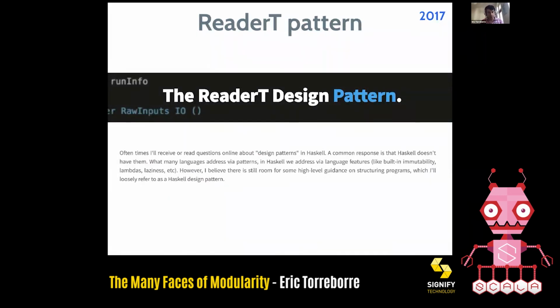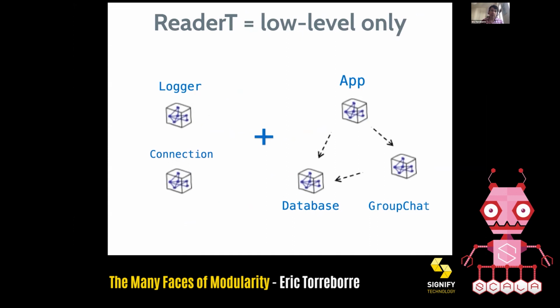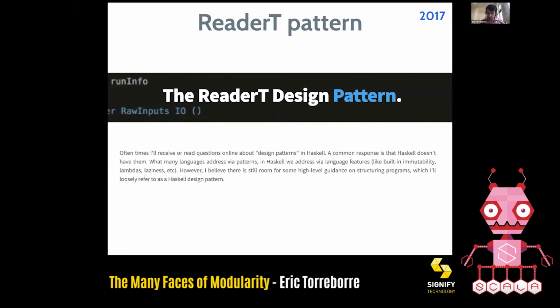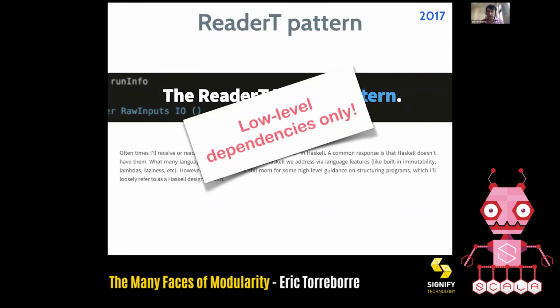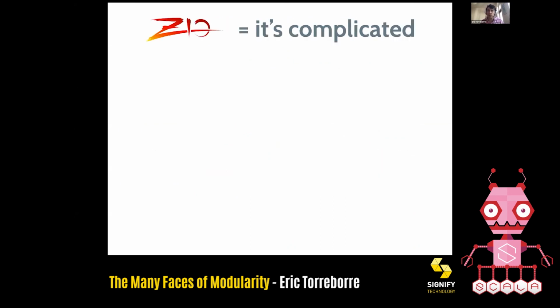So people, for example in the Haskell community, came up with another way of doing things using the ReaderT design pattern. And this one has other issues, which is mostly that the ReaderT design pattern only allows you to replace low-level dependencies in your graph. So it's kind of good for small systems, but in my mind, that doesn't scale to larger systems where you want to replace whole layers or whole groups of components all at once.